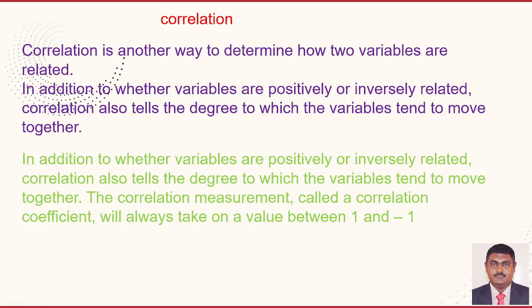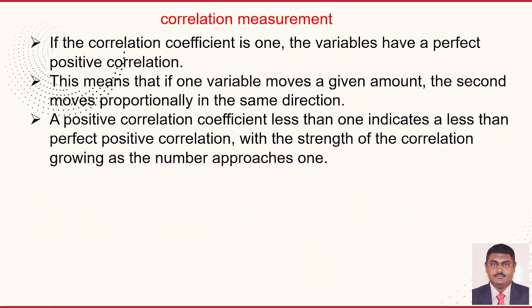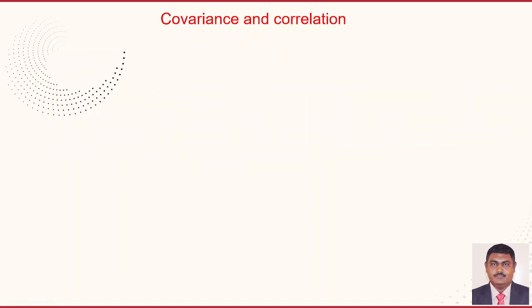The correlation measurement, called a correlation coefficient, will always take on a value between 1 and minus 1. If the correlation coefficient is 1, the variables have a perfect positive correlation. This means that if one variable moves a given amount, the second moves proportionately in the same direction. A positive correlation coefficient less than 1 indicates a less than perfect positive correlation, with the strength of the correlation growing as the number approaches 1.